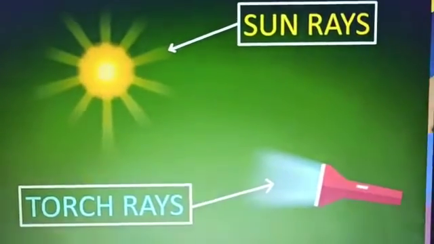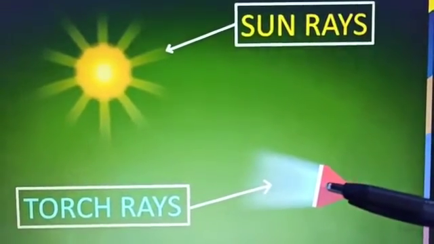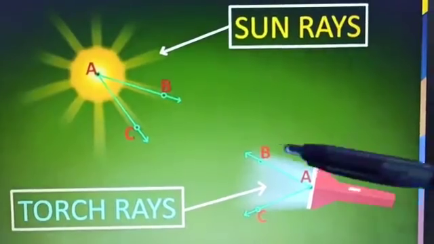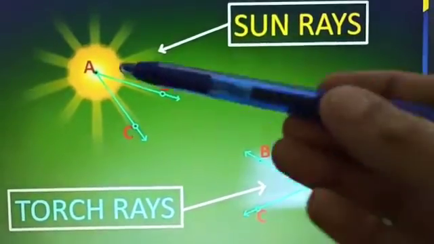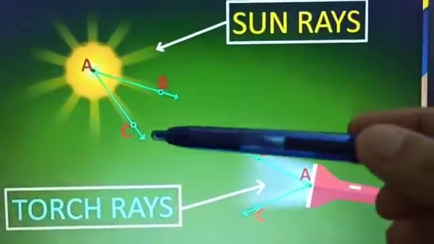Now see here beta, the sun rays and the rays are coming from torch also. They have their starting point, they have their origin, but they can extend up to any length. See, ray AB and ray AC.